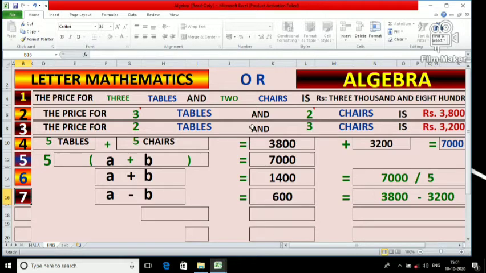3 tables. How many chairs does he have? 3 chairs. So what is the cost of these 3 tables and 2 chairs? Rupees 3,800. How much did he pay earlier? 3,200 only. Then he has to pay an extra amount of 600 rupees more. So 3,800 minus 3,200 is equal to 600.